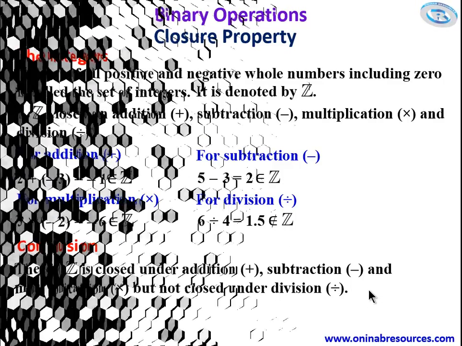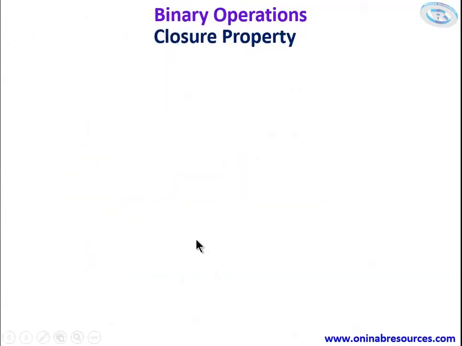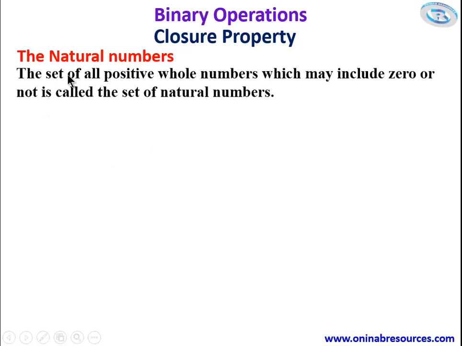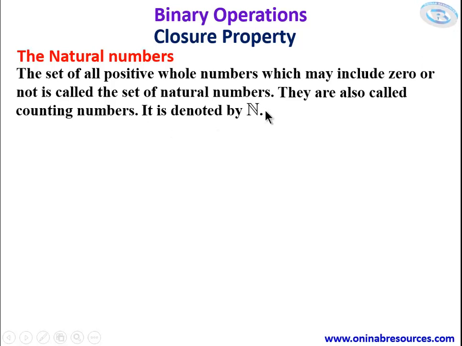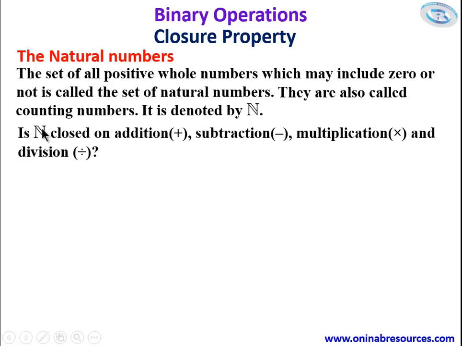We now go for natural numbers. The natural numbers: the set of all positive whole numbers, which may include 0 or not, is called the set of natural numbers. They are also called counting numbers. It is denoted by N. Is N closed on addition, subtraction, multiplication, and division?